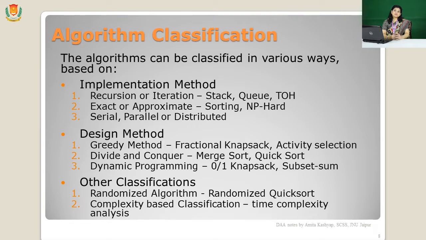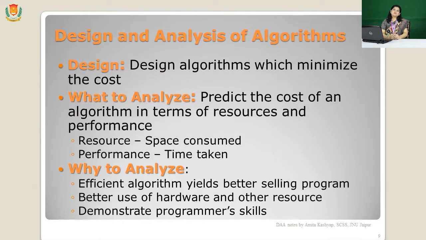And there are a few other classifications that are made for deciding the nature of the algorithm. They are randomized algorithm. Here the algorithm is designed in a way that the decision at each and every step is taken randomly. Randomized quick sort is one example of a randomized algorithm. And complexity based classification. Depending on the complexity of the algorithm, whether it is taking a certain amount of time, so based on the time complexity and resource or computation complexity, the algorithm can be classified.